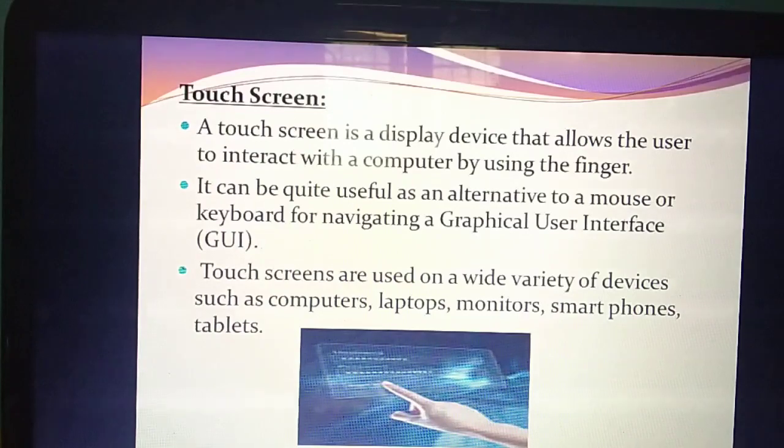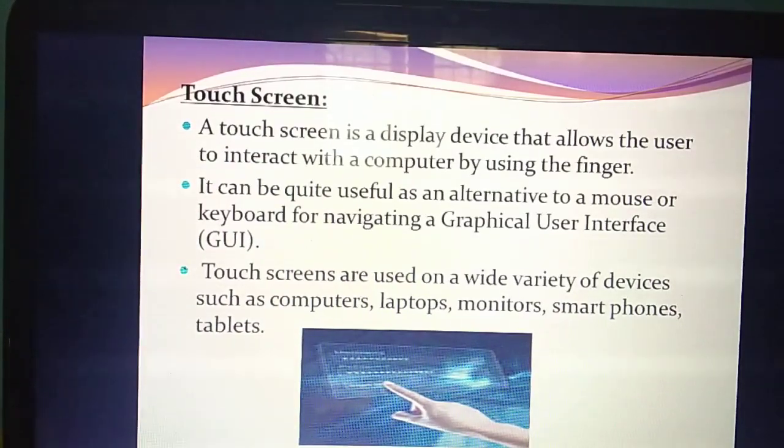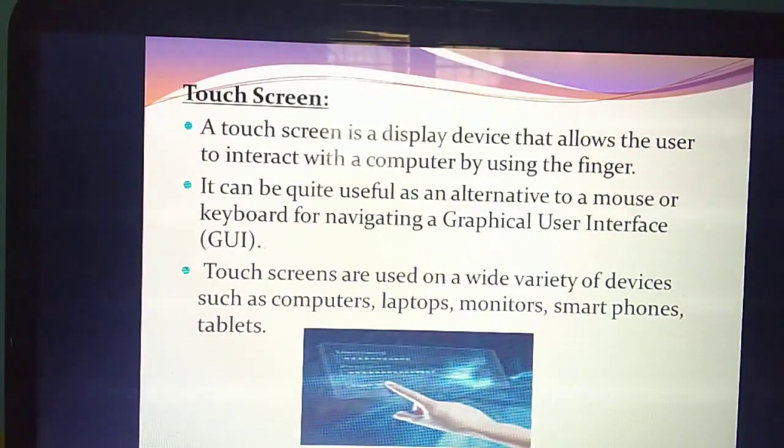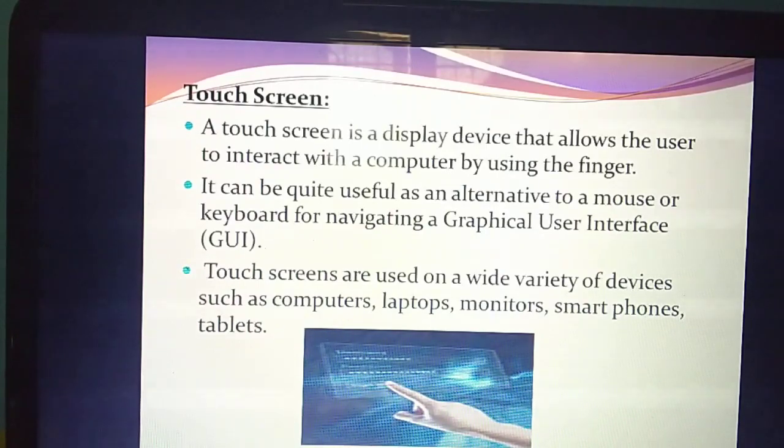So nowadays various kinds of devices are coming with touch screens. What are the devices? They have given examples: computer, laptop, monitor, smartphones, tablets, everything. So nowadays your phones are also working based on which one? Touch screens. Understand? Yes. So what's the third input device? You are studying touch screen. So touch screen is which device? Display device.